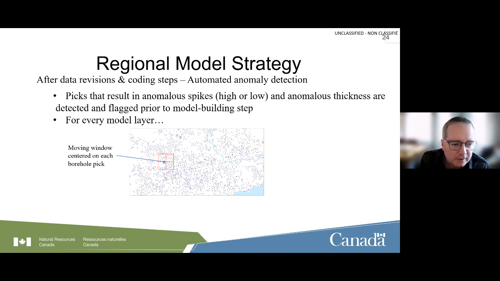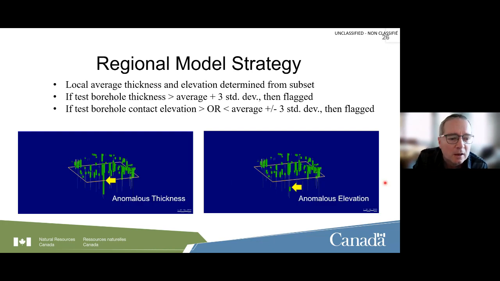Two types of anomalies are detected: elevation spikes and overly thick intervals. To do this, we use a moving window centered on each borehole in turn to select a subset of comparison boreholes within a given range. Within the selected subset, a local average thickness and elevation is determined. Simple stats are then used to flag potential elevation and thickness anomalies by comparing the test thickness and elevation to the subset averages. So this is automated and done for every contact and for each tested layer. Pretty time consuming.